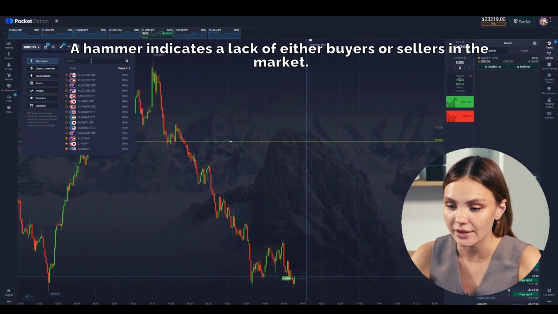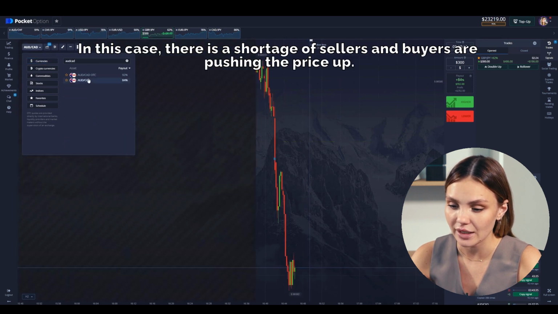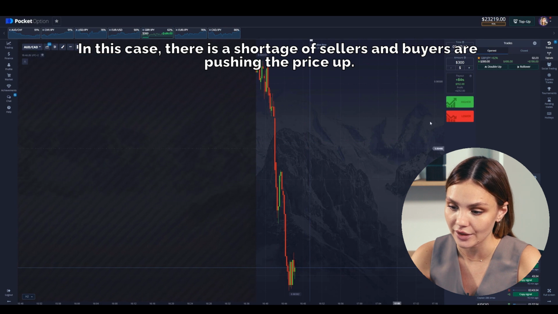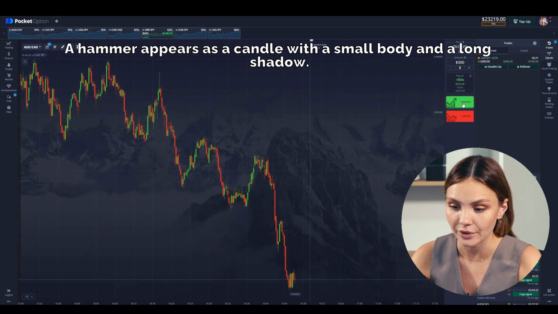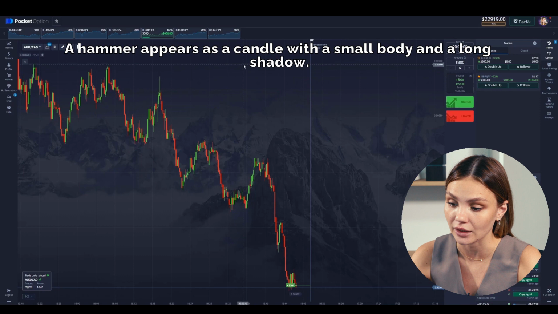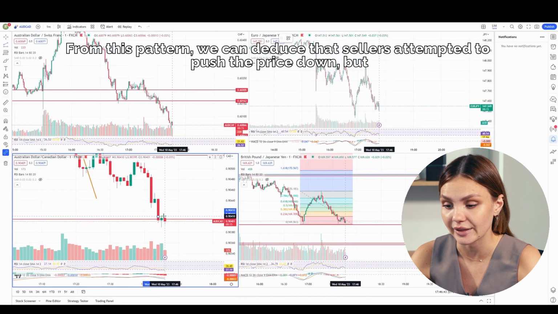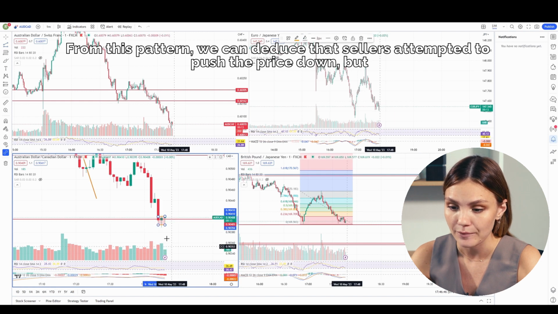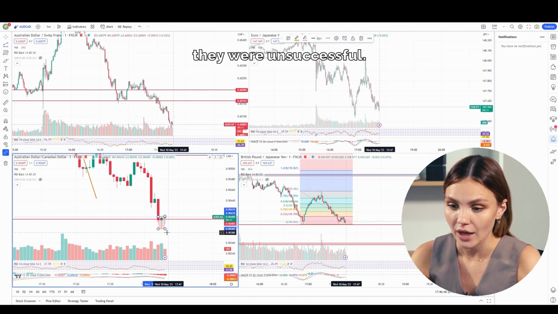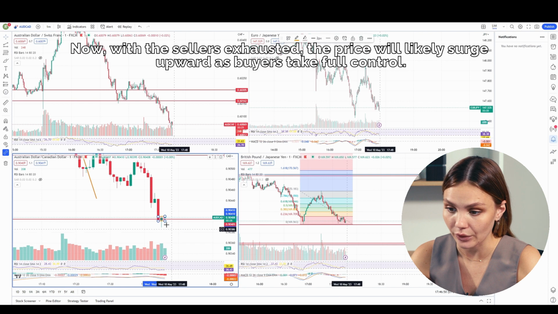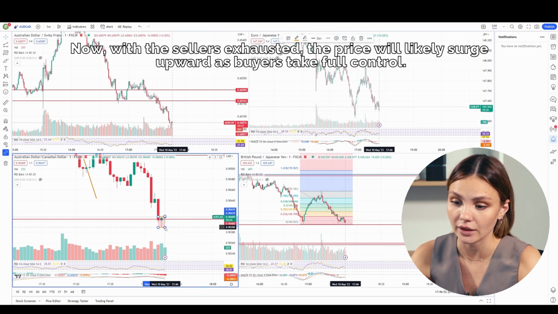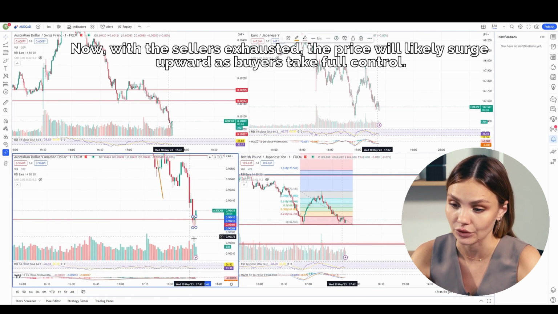A hammer indicates a lack of either buyers or sellers in the market. In this case, there is a shortage of sellers and buyers are pushing the price up. A hammer appears as a candle with a small body and a long shadow. From this pattern, we can deduce that sellers attempted to push the price down, but they were unsuccessful. Afterward, a hammer was formed. Now, with the sellers exhausted, the price will likely surge upward as buyers take full control.